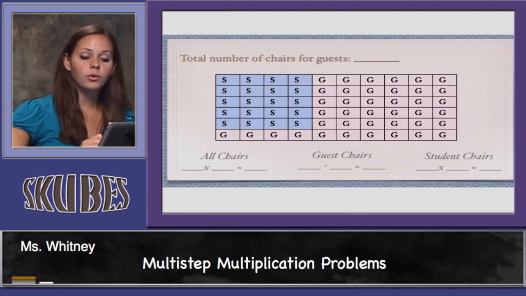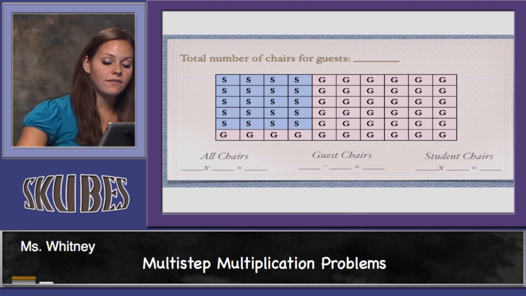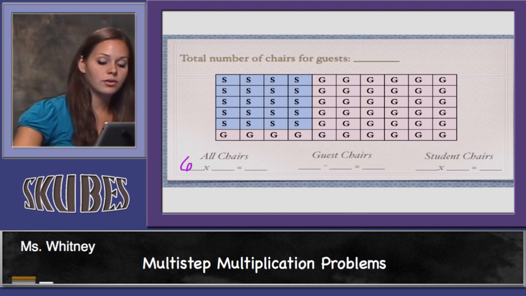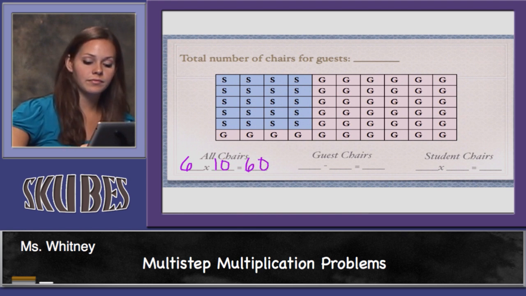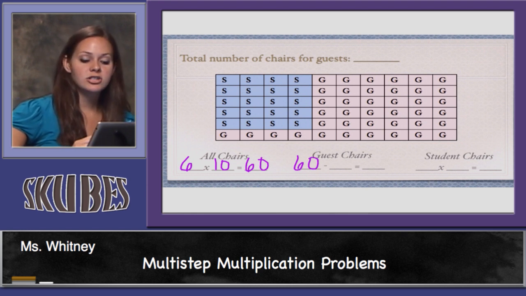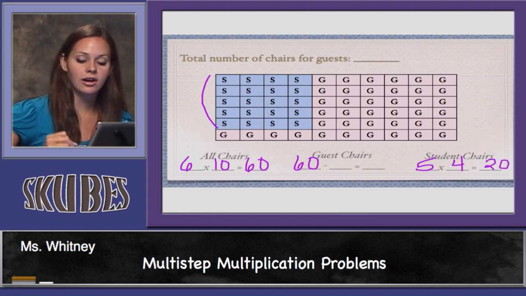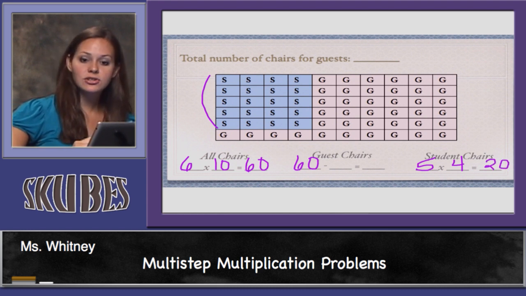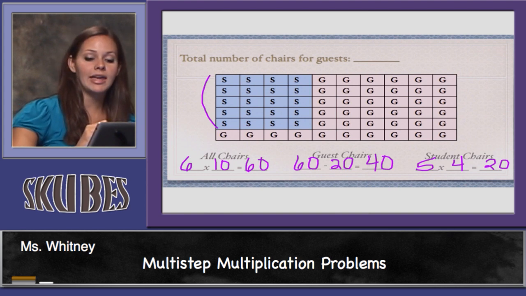Now I'm trying to find out the total number of chairs for guests. So I need to take my total number of chairs, which I found was 6 rows of 10. So I had 60 total chairs. And I need to subtract the number of chairs reserved for students. So my student chairs, I had 5 rows with 4 in each row, so I had 20 student chairs. So my 60 total chairs minus my 20 student chairs leaves me with 40 chairs for my guests.